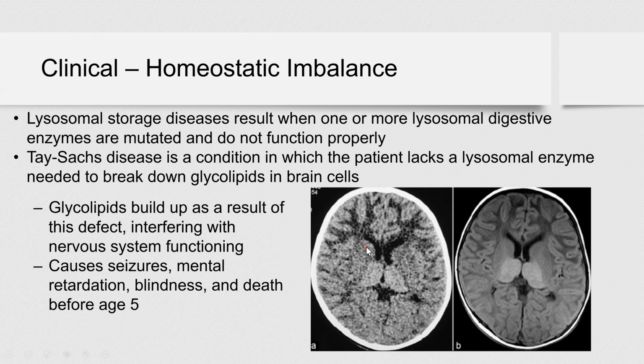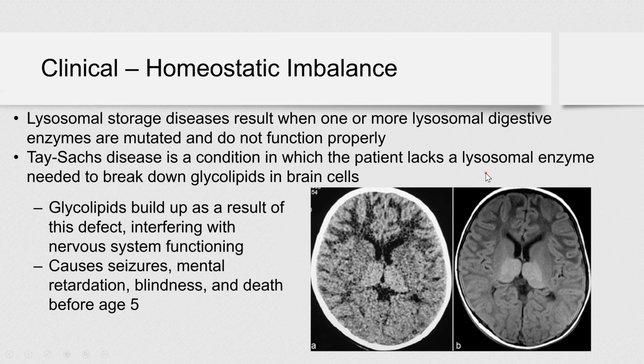So if you see over here, I think that's an MRI of a brain of a patient with Tay-Sachs disease, and this is a normal brain. See how it's completely damaged. And because we cannot break down those glycolipids, they will build up, and it will interfere with the nervous system. So the brain stops functioning. It causes seizures, mental retardation, blindness, and death before the age of 5.